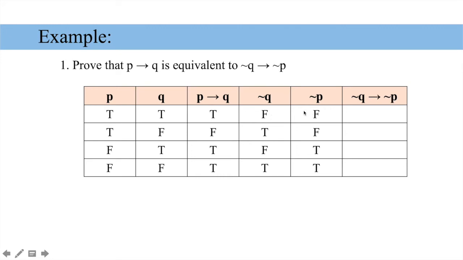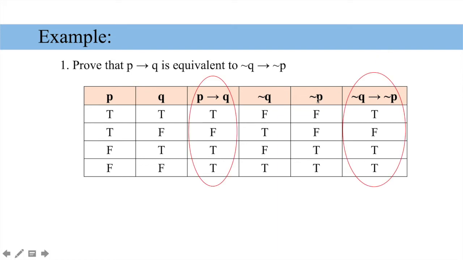This is only false if the antecedent is true and the consequent is false. So in this expression, where is our antecedent? The antecedent is the negation of Q and the consequent is the negation of P. So where is it false? This second one. It is false, otherwise it is true.